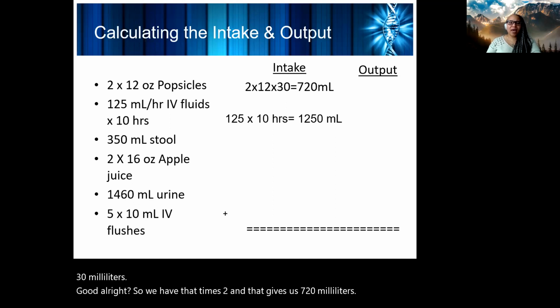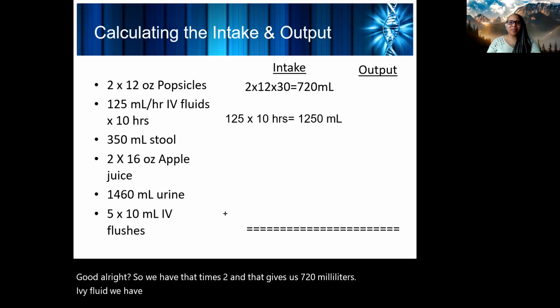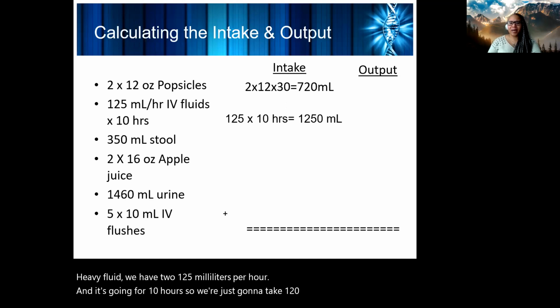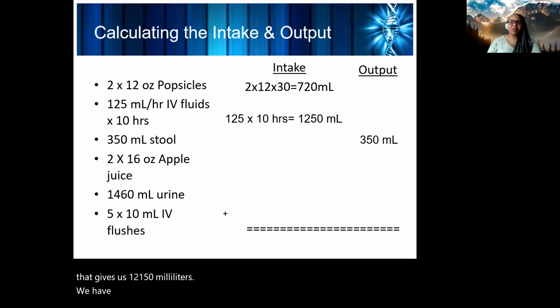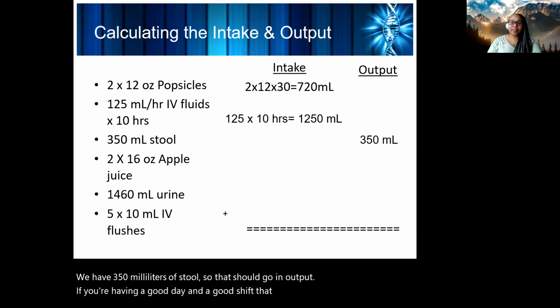Our IV fluid, we have 125 milliliters per hour, and it's going for 10 hours. So we're just going to take 125 and multiply that by 10, and that gives us 1,250 milliliters. We have 350 milliliters of stool, so that should go in output. If you're having a good day and a good shift, that will go in output.